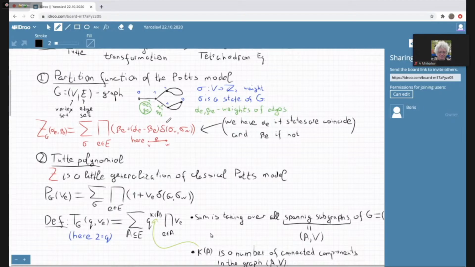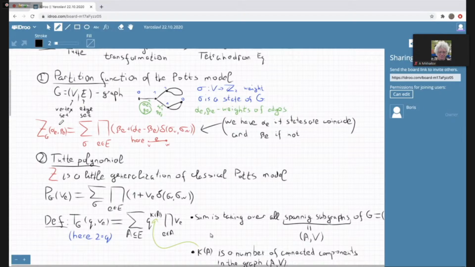This delta function is the usual delta function. If we have an edge e with ends v and w, then if the states coincide on the ends of the edge, the delta function is 1, and otherwise it is 0. So from this factor we get alpha e if the states at the ends of the edge coincide, and beta e if they do not. In the end we have the Potts model partition function. It's just a definition.